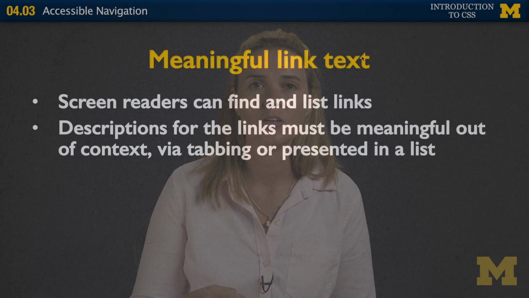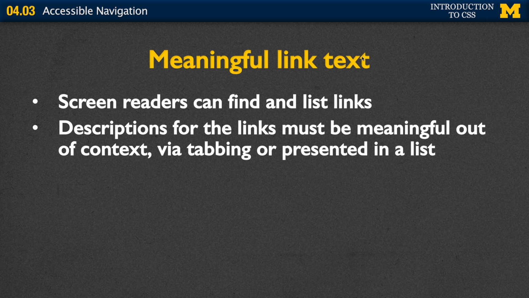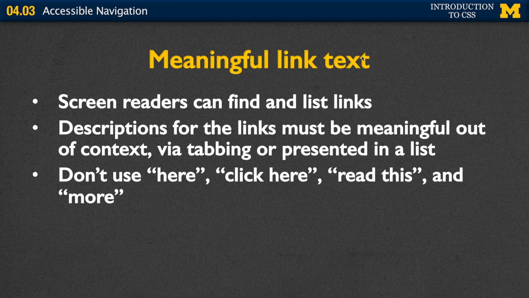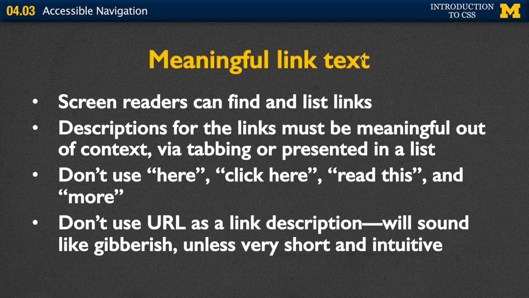At the start of the lecture, I mentioned that meaningful link text is very important for accessibility because screen readers can find and list all of the links. Now, what you may not realize is the way that these links are displayed may not be in the way you expect. So they may be out of context, you may only be able to access them via tabbing, or they may be presented in a list. So you really want to avoid using things such as click here, read this, and more. The reason being is that may be the only context some people get in order to go to the links.